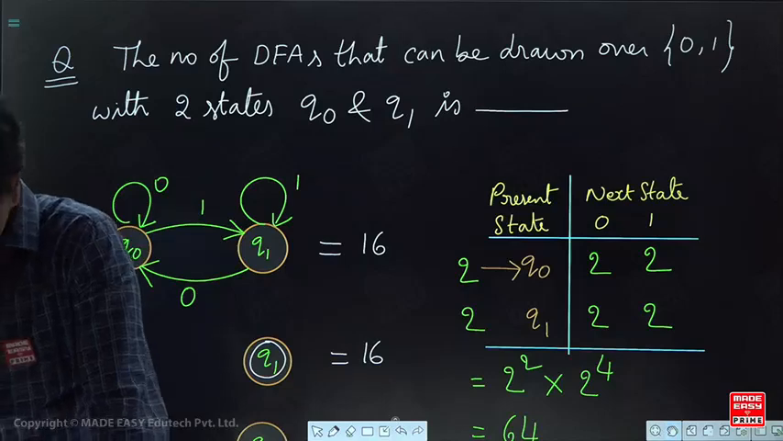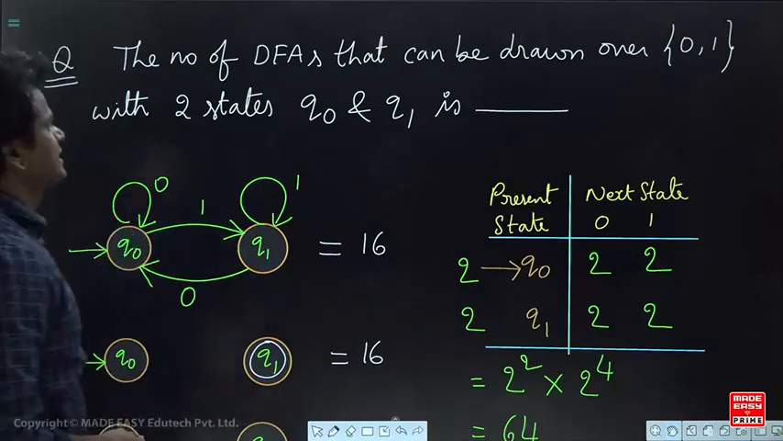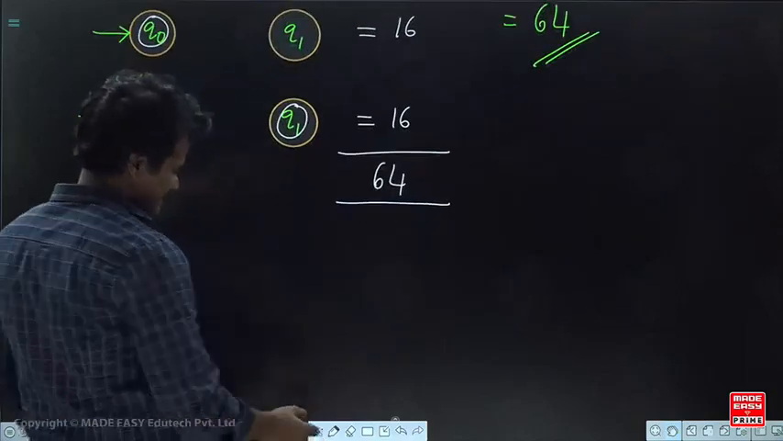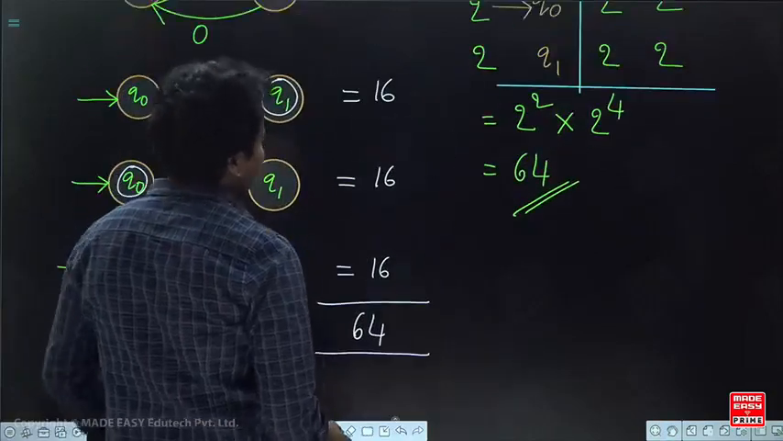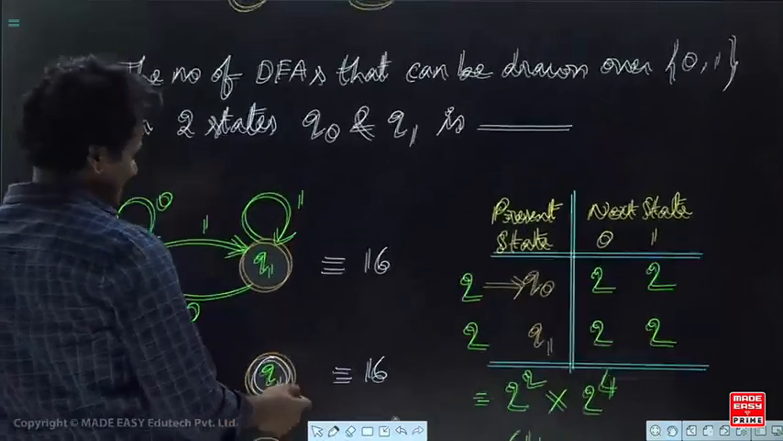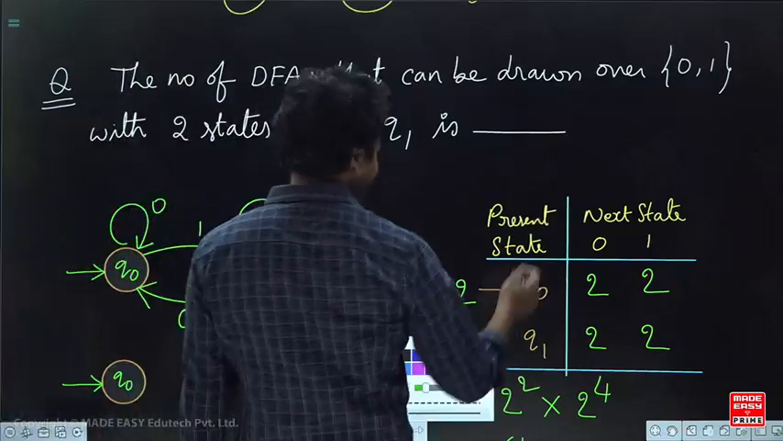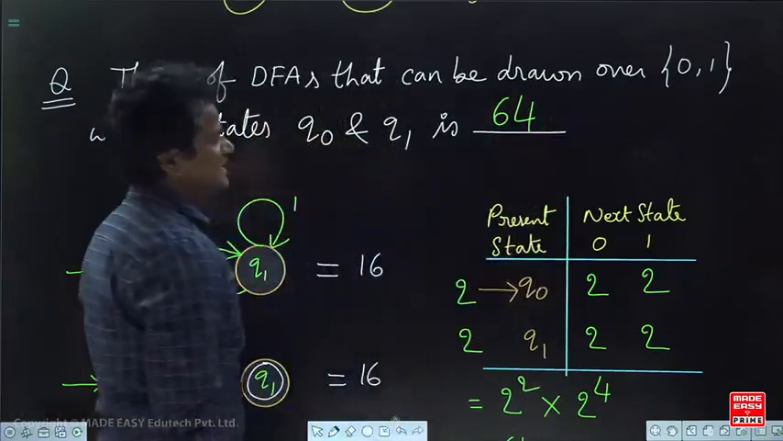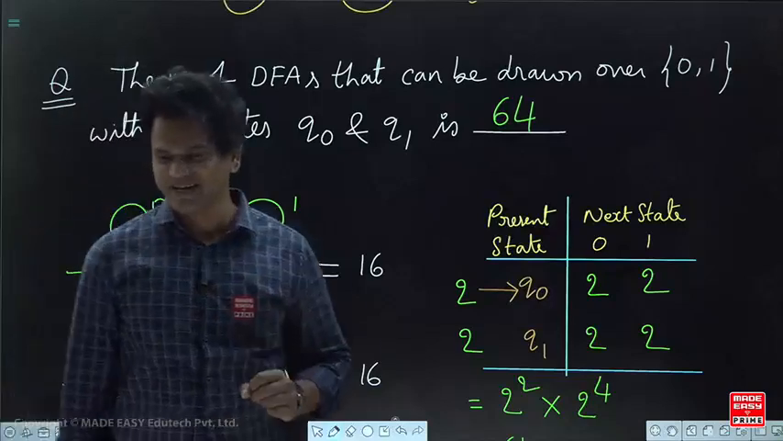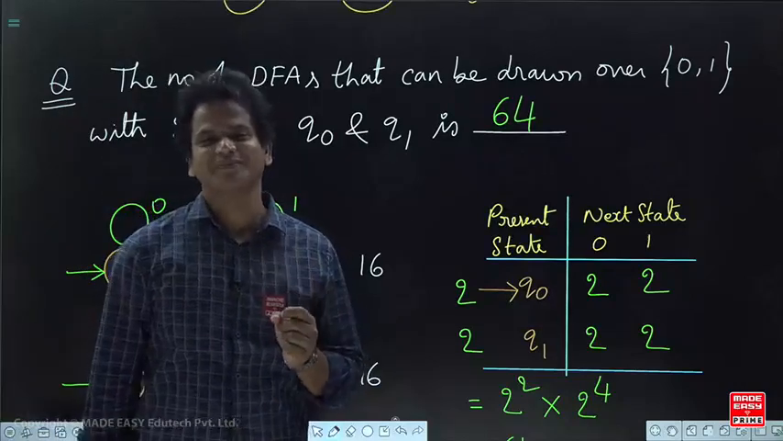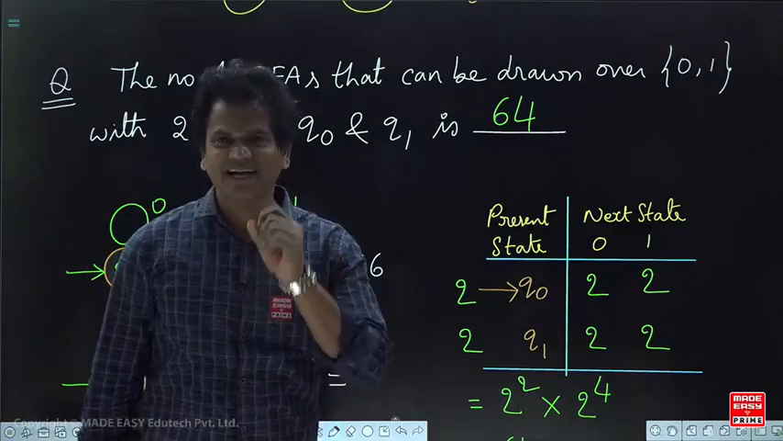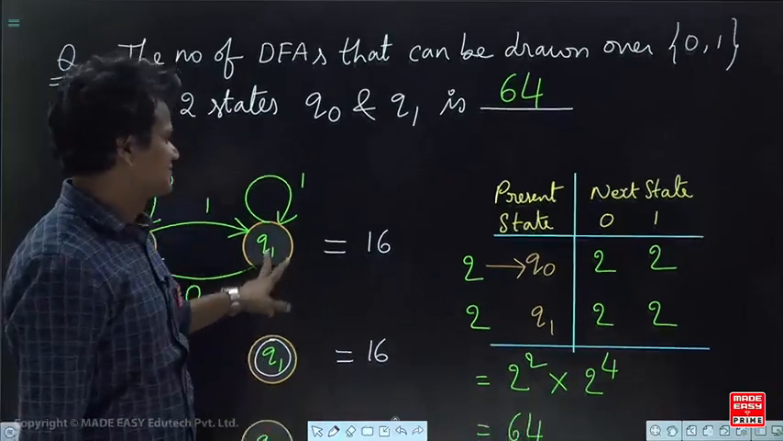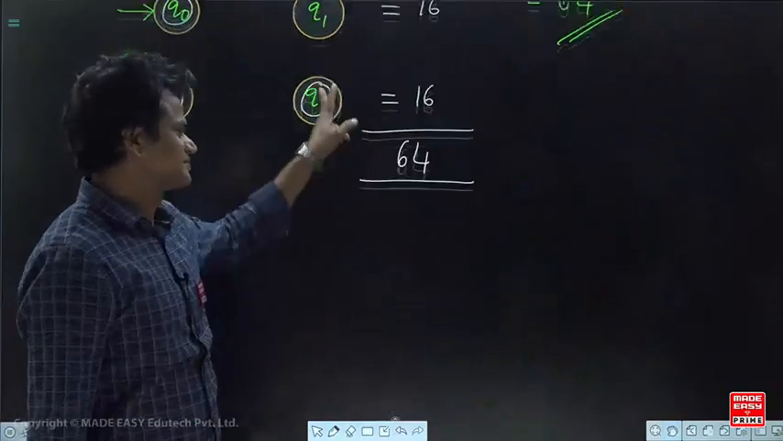Okay, I'll give the answer. Guys, the answer is 64 only. Even though I mention or don't mention, whether I give or don't give the initial state, the answer is 64 only. I'll tell you.